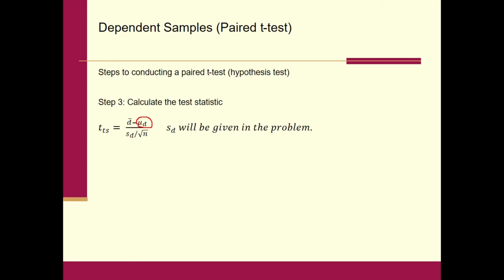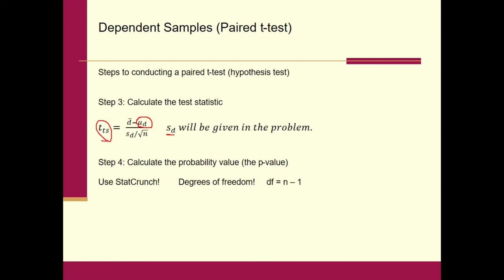Remember the standard deviation, the d's divide by the square root of n. And the standard deviation of d's will be given to you in the problem, just like with the confidence interval. Then we calculate the p-value, and I showed you how to do that in StatCrunch just in the last section, because remember the test stat is in terms of t. And remember, we've got degrees of freedom of n minus 1.